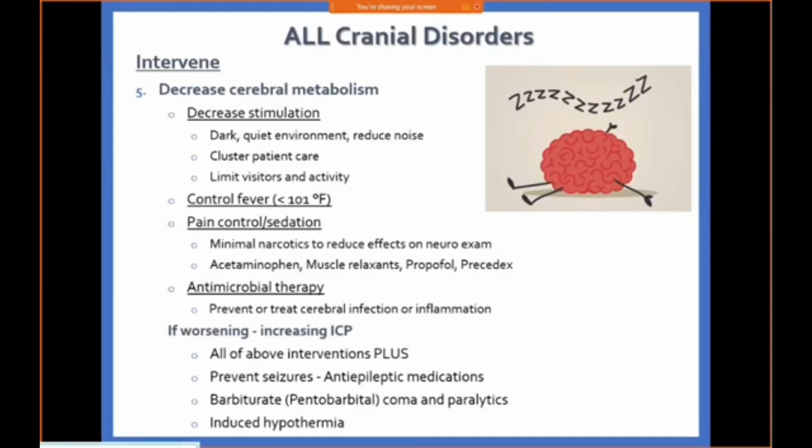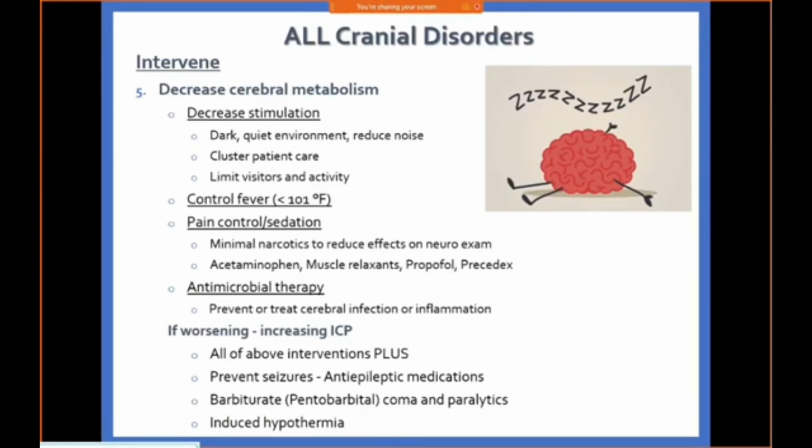Pain control is going to be non-narcotic. No matter how crazy your patient is acting and how out of their neuro exam they are, you're not going to get narcotics for a brain disorder patient. No narcotics, because that will dull the neuro exam. It does change your neuro exam, and so you're not going to get narcotics from any neuro doc at all. They hate narcotics and will not give them to you.